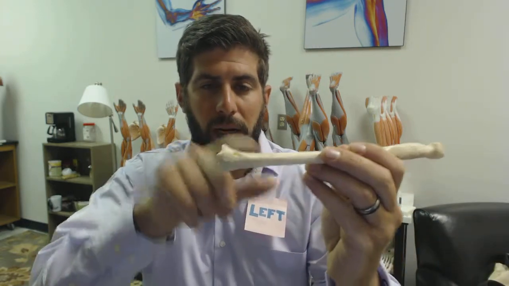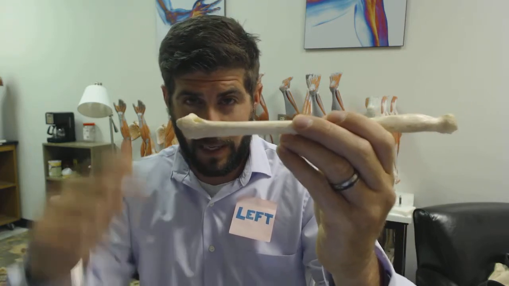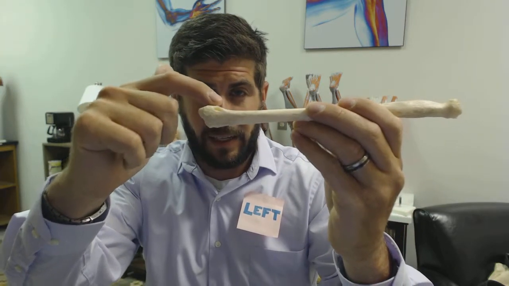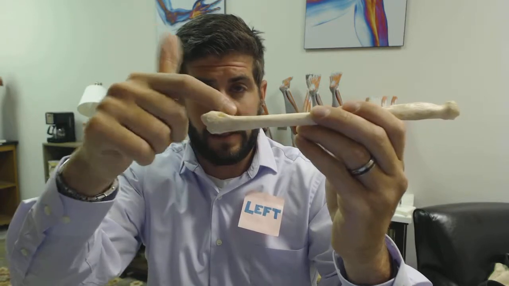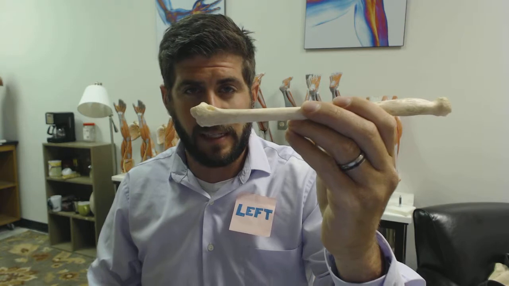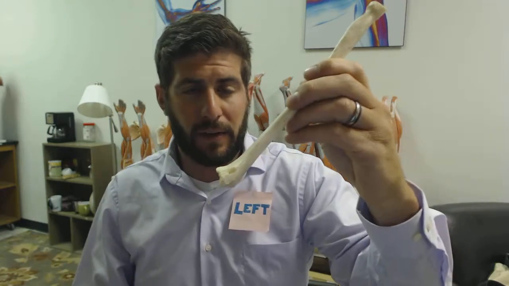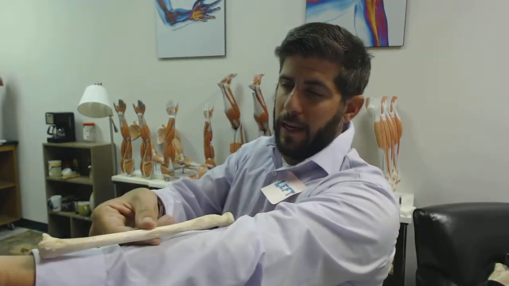Right here, if you look at it, you see how it swoops up? That's called the anterior crest, and that's anterior, obviously. So the anterior portion, or that swoop face, is anterior. So we set that up where the styloid process is distal and lateral. The anterior crest is going to be anterior, and so I know that this is a left radius.